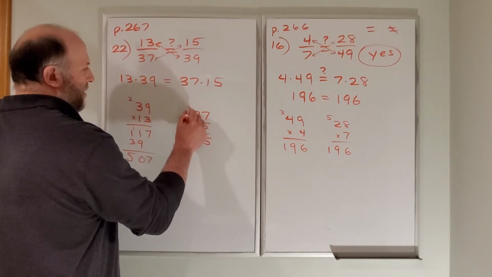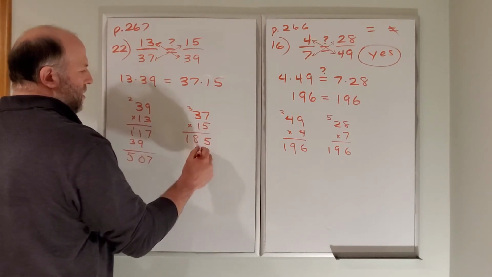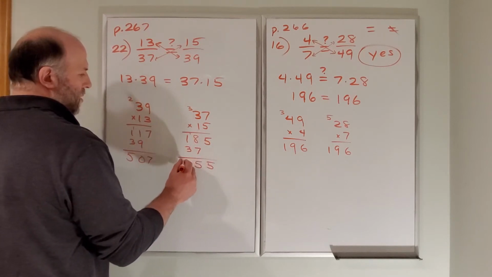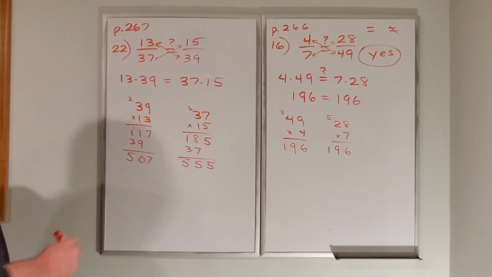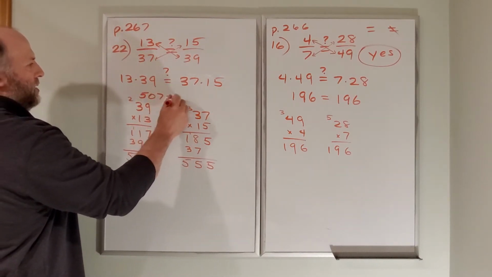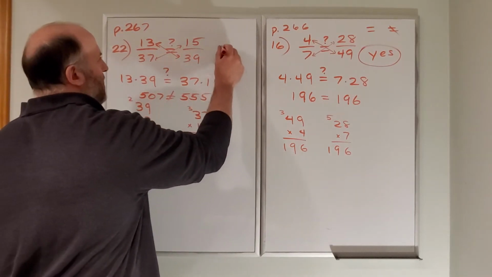So 5, carry the 3. 15 plus 3 is 18. Multiplying by 1 doesn't change anything. Yeah. So, question mark, and the answer is no, not equal. So again, you can just write no.